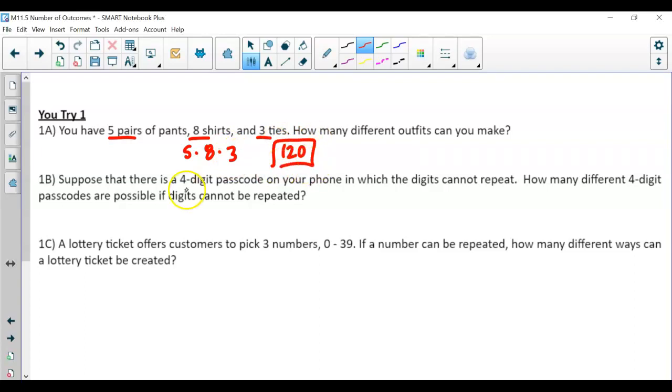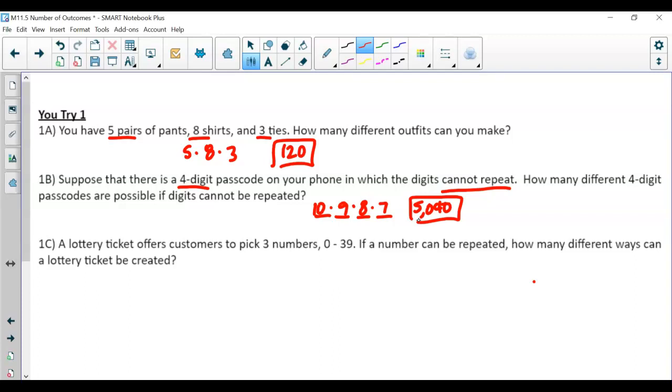Now here you have a 4-digit passcode, but the digits cannot repeat. So how many options are there? You have 4 digits, right? How many options are there for the first digit? Well, there's 10, but because they can't repeat, there are 9 for the second, 8 for the third, 7 for the fourth. So there are 5,040 different ways that a 4-digit passcode can be made on a phone.